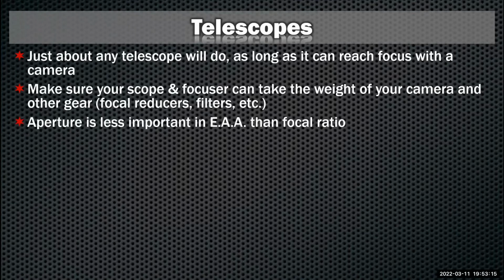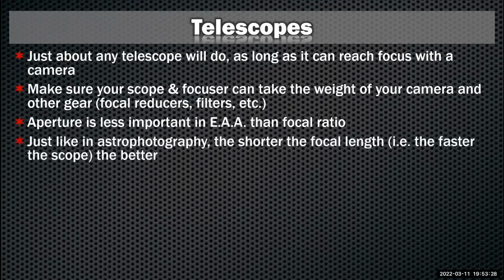Aperture is much less important in EAA than focal ratio. So the shorter the focal ratio, the more of the sky you're going to see for a given camera and the faster you're going to be able to acquire images. Just like astrophotography, shorter focal length, faster the scope.